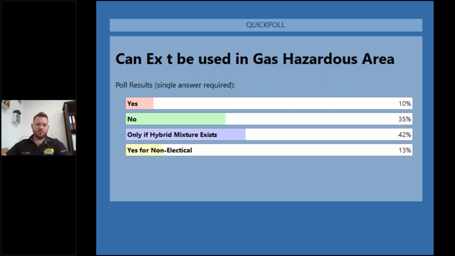The answer of no is correct, but is not the most correct answer. It is correct, but there are instances, if you put the answer of only if hybrid mixtures exist, that means no, but only if. So the answers of no or only if hybrid mixtures exist, both those are right answers, just one perhaps more than the other. And then the answer of yes for non-electrical, that answer is incorrect.